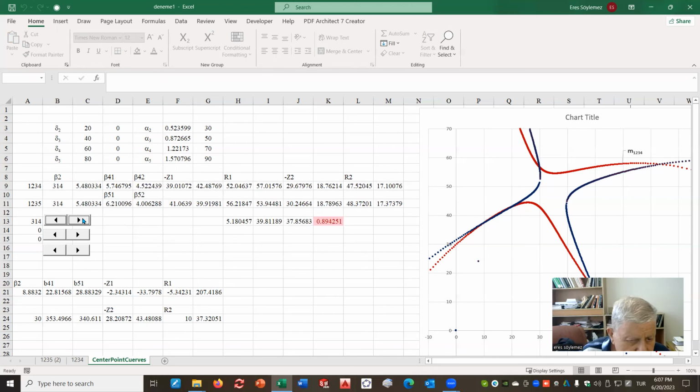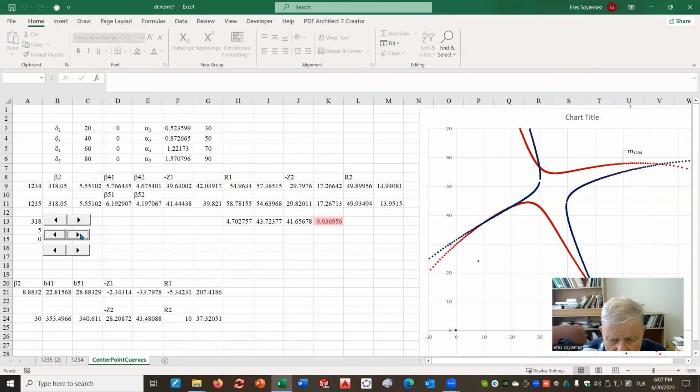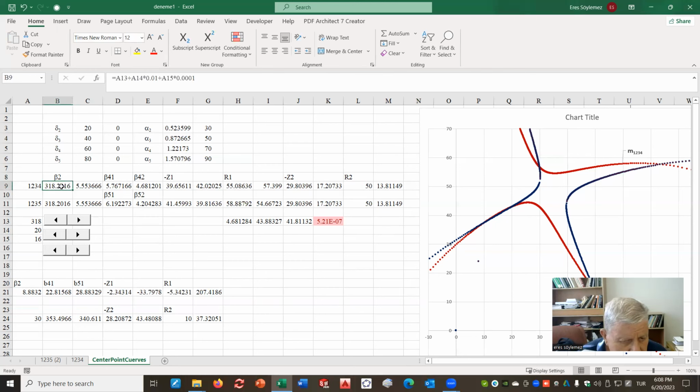Oh, again, a new solution. Let's see how far we can go. Oh, no, it's increasing. No, it's increasing. That's good enough. 10 to minus 5 is good enough. 10 to minus 7 is more than good enough. Okay, now I have another solution.